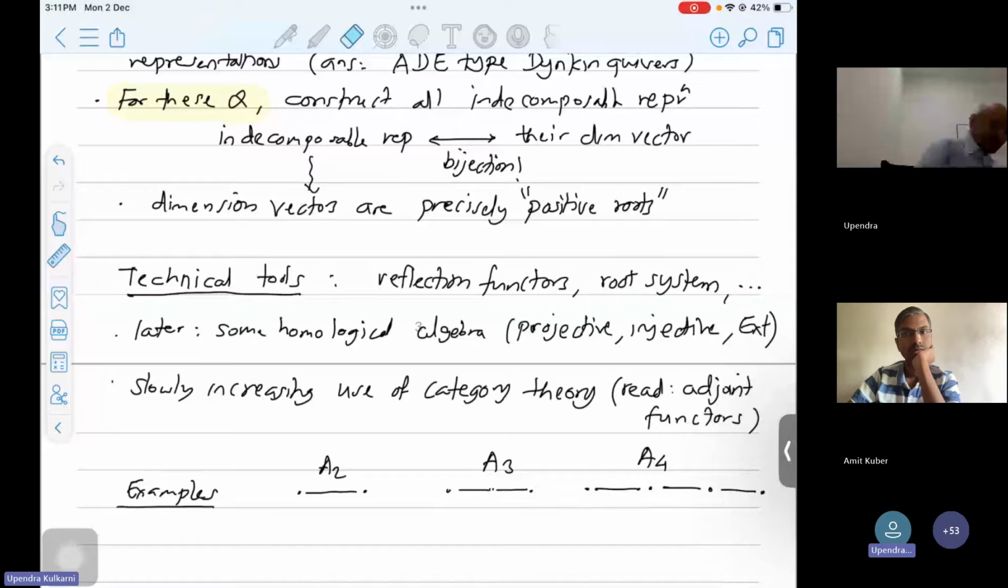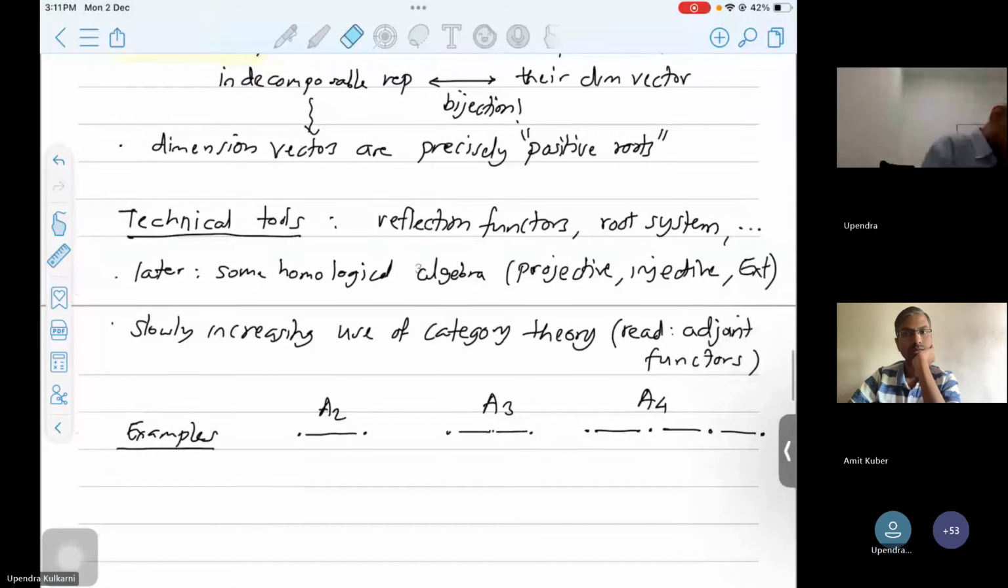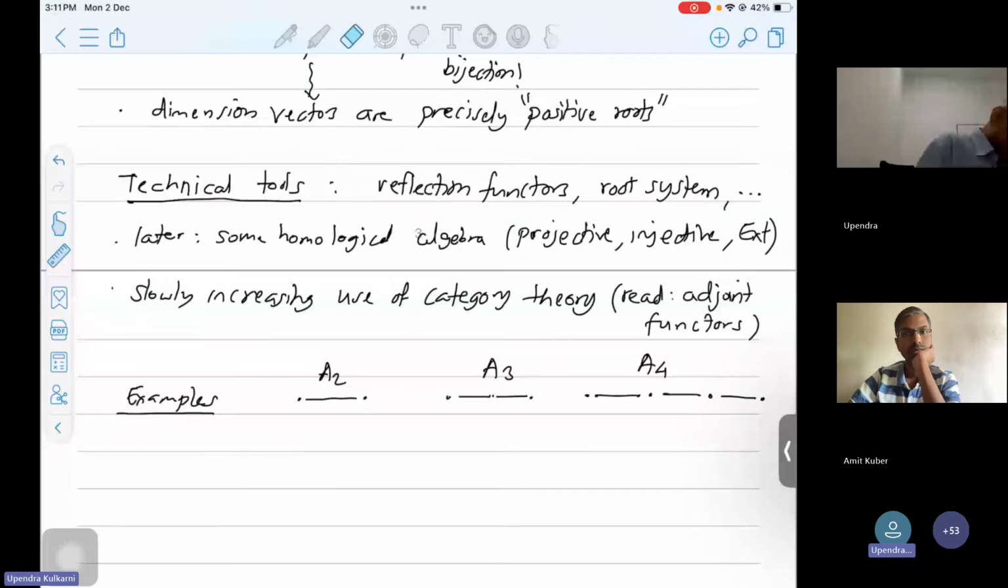Okay, so let's get to it. Let's start work. There are two different things that I want to do today. Let's look at simple modules.